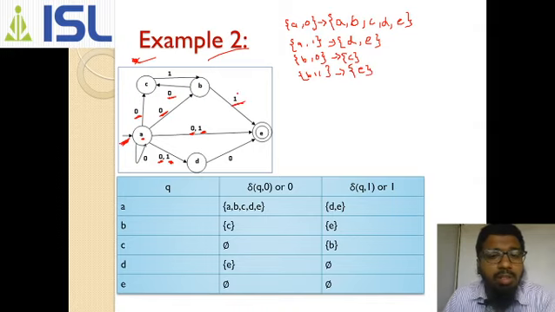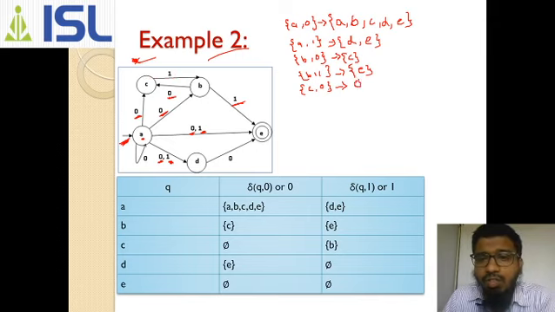Next, take C. C comma 0. What is C comma 0? Is there any? No. Only one output line is there for C. So here we need to write phi. Phi means empty. C comma 1, only one is there, that is B.